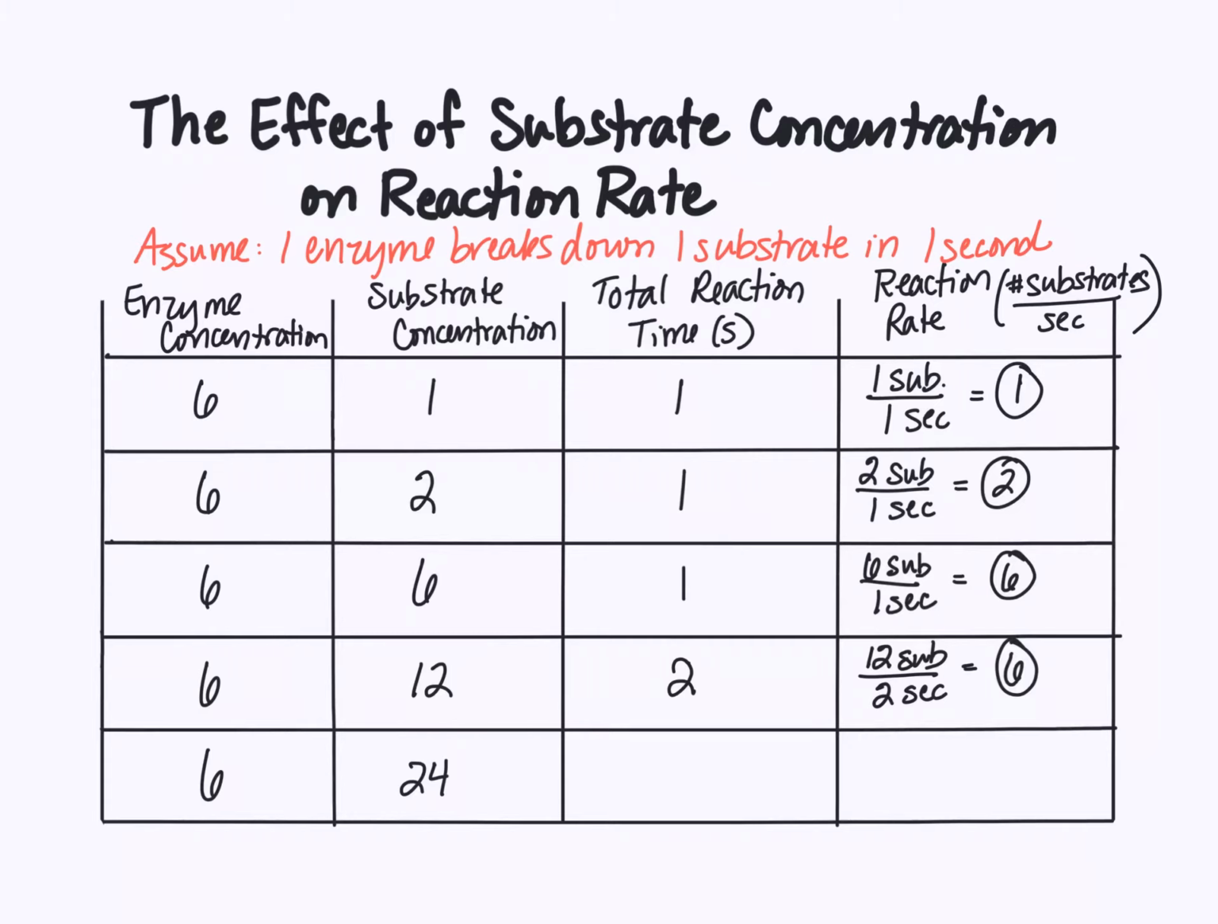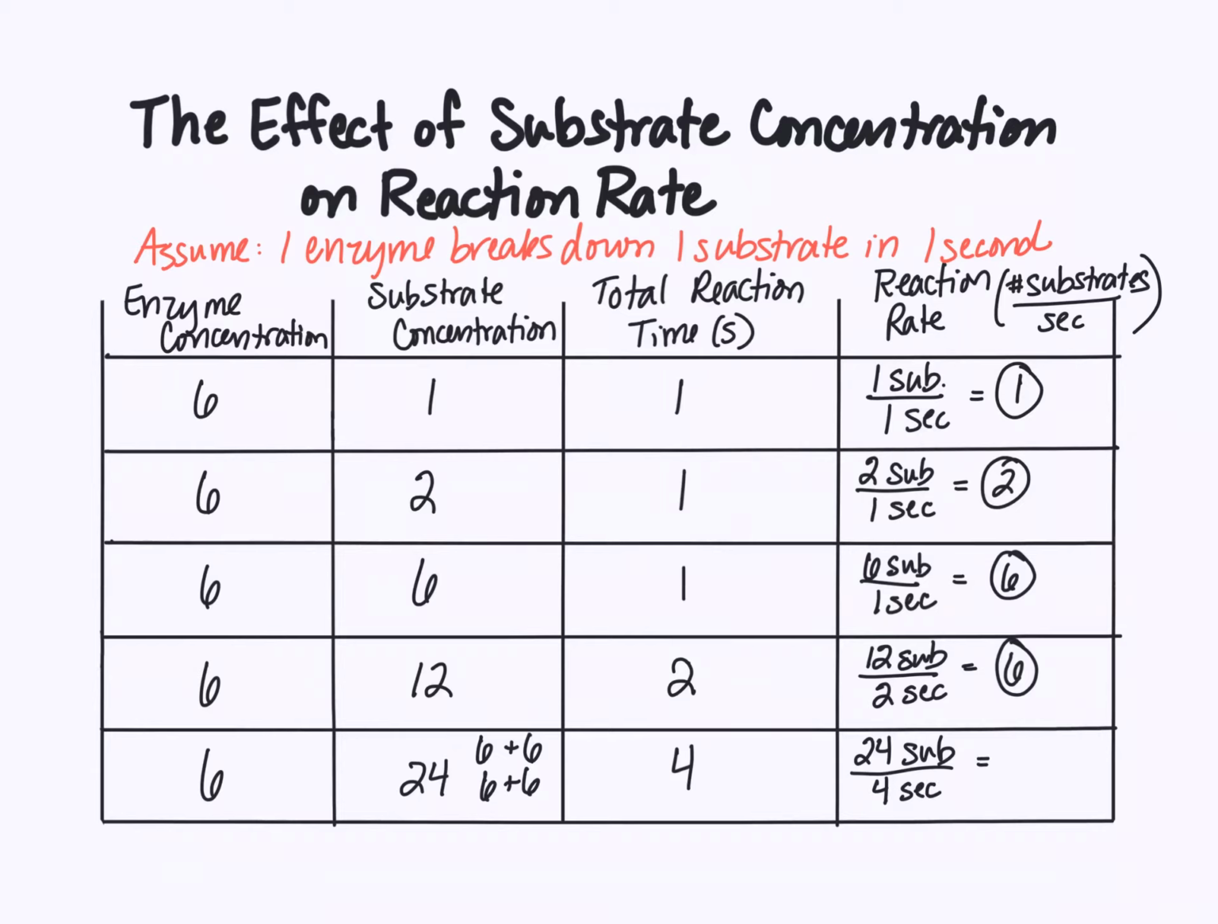Once again, if we increase that substrate concentration to 24, now we essentially have 6 times 4, right? So we have 6 substrates that are going to be broken down in 1 second, plus 6 more substrates being broken down in a second, plus 6 more, because 24 divided by 6 gives us 4. So essentially what we end up with is that it takes 4 seconds for these 6 enzymes to break down these 24 substrate molecules. So what we end up with are 24 substrate molecules broken down in 4 seconds.